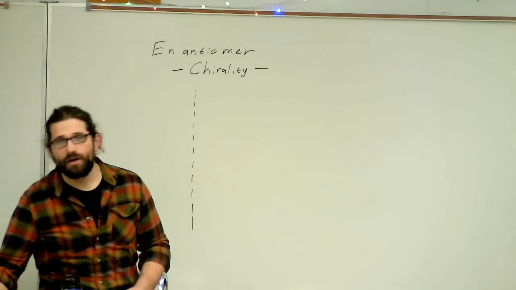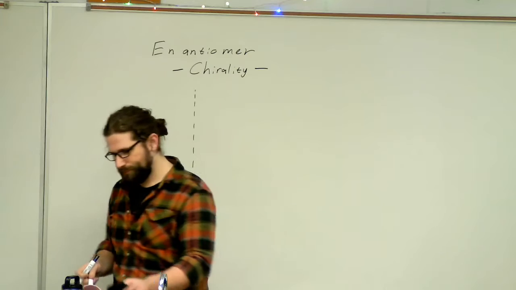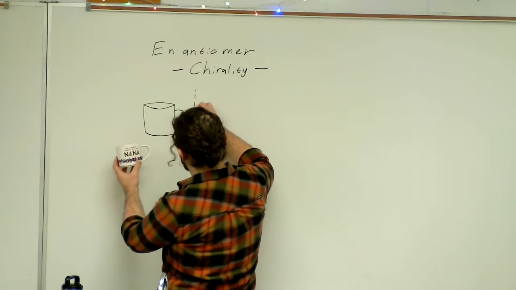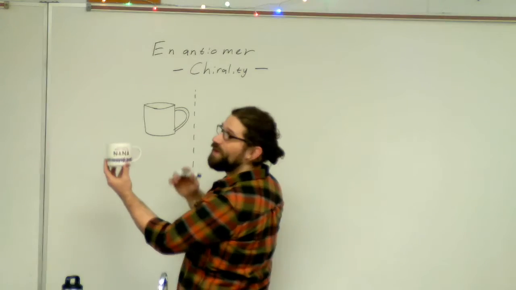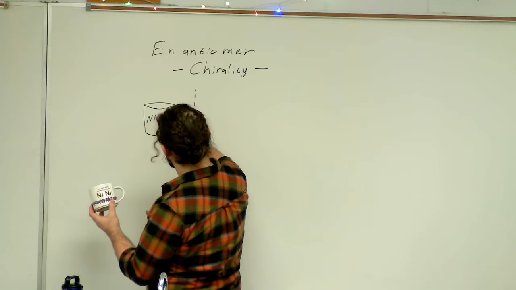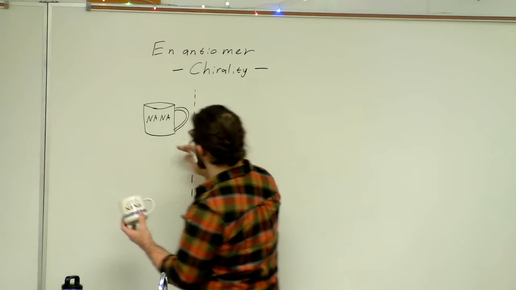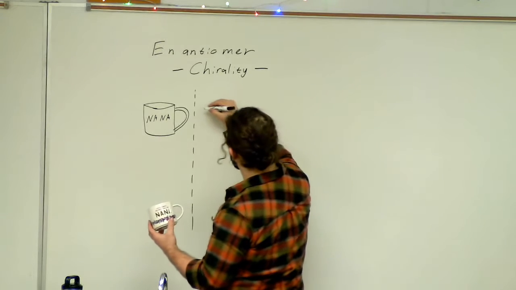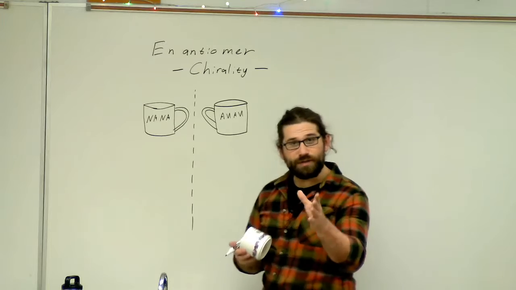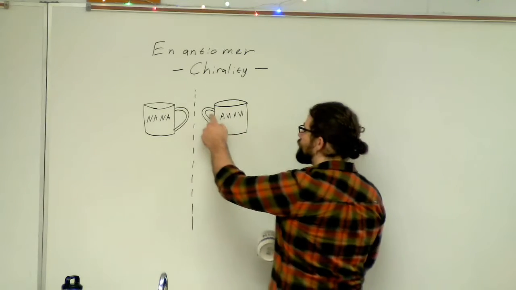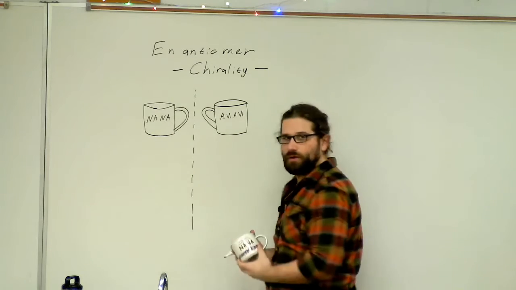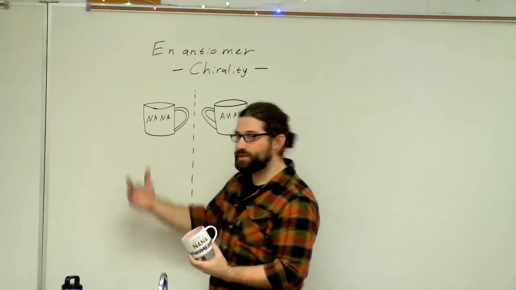But what if I were to take the mirror image of my coffee cup? If I draw my coffee cup up here, my coffee cup says, "My favorite people call me Nana." So I write Nana on here. And then I take the mirror image of that. Notice, my ends are backwards. My handle is on the wrong side. This is not superimposable. I can't just pull it out and place it over.